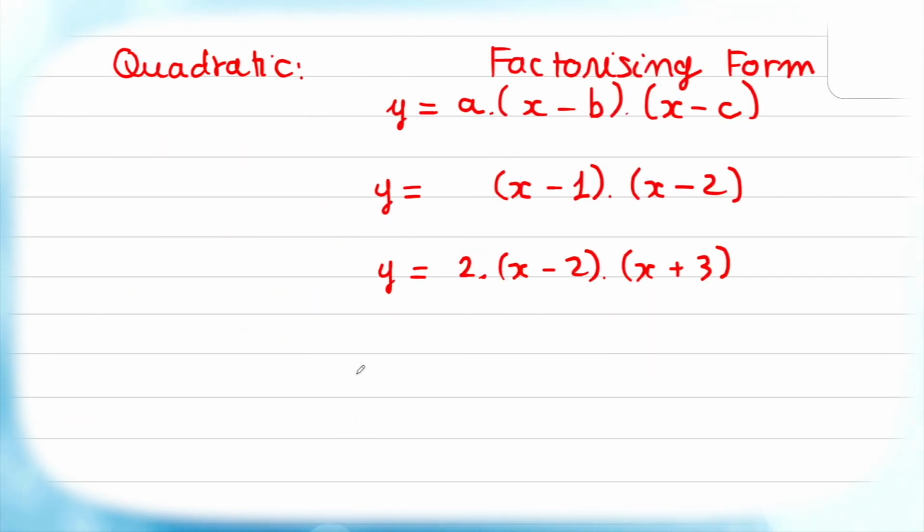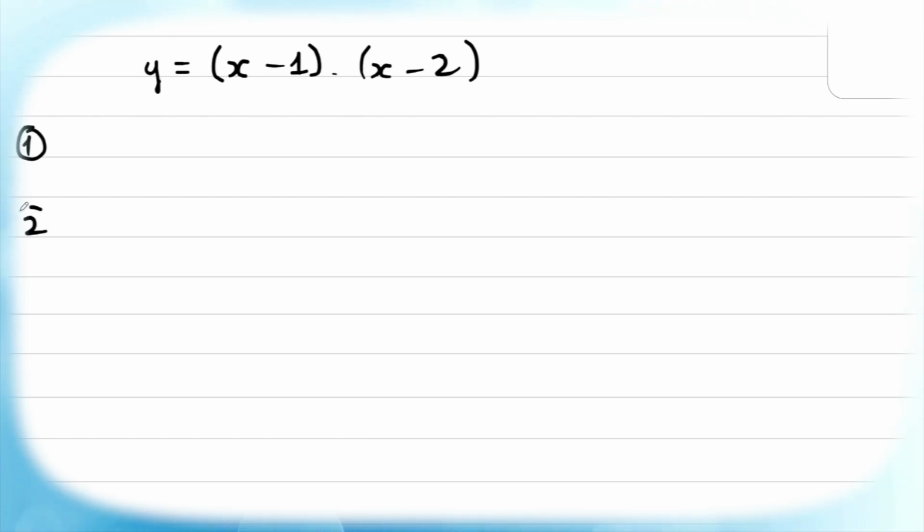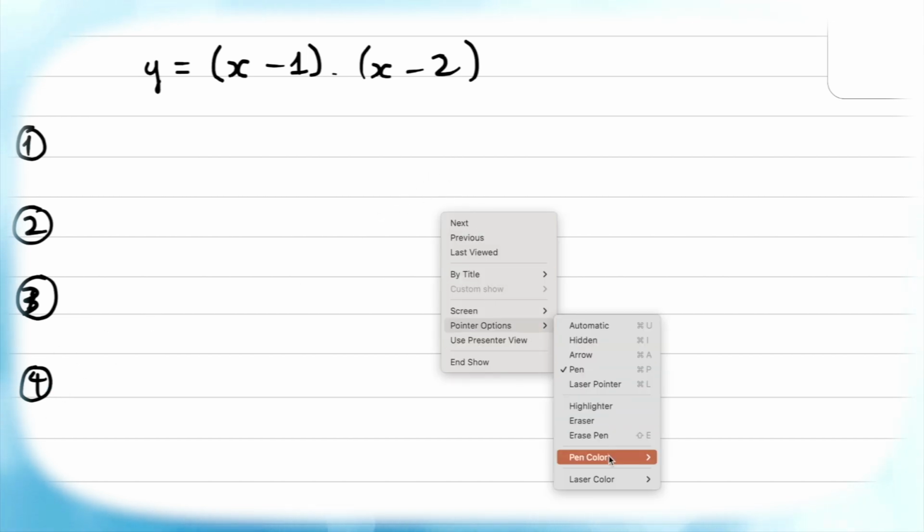Okay, so we come back to the factorizing form. For example, I have the equation y equals (x minus 1) multiplied by (x minus 2). So we need to determine 4 things here. With this form, it is quite easy to determine the x and y intercepts.